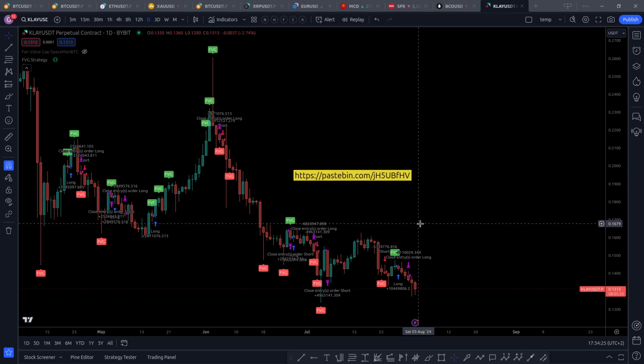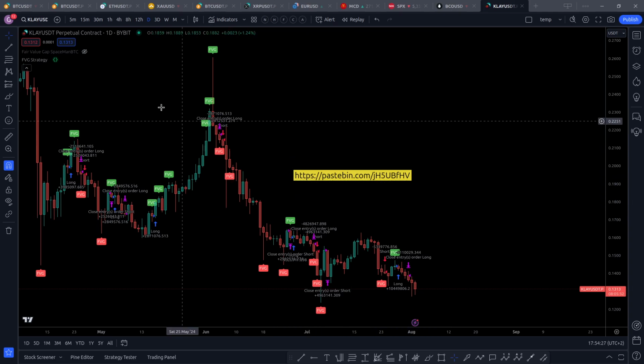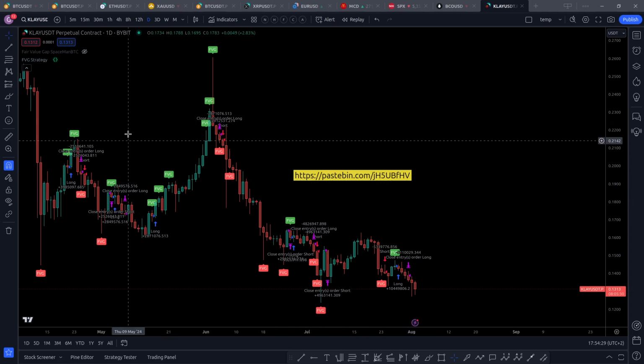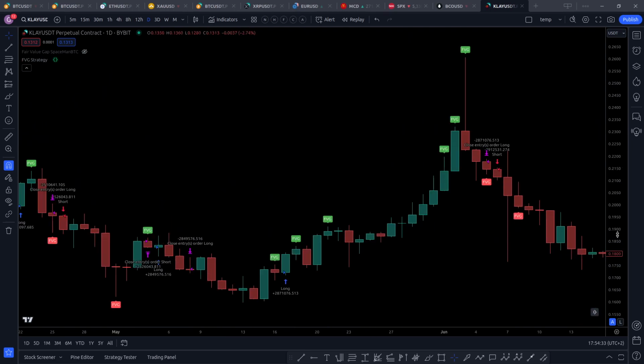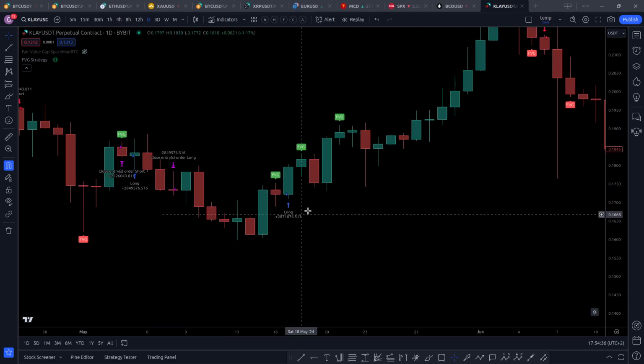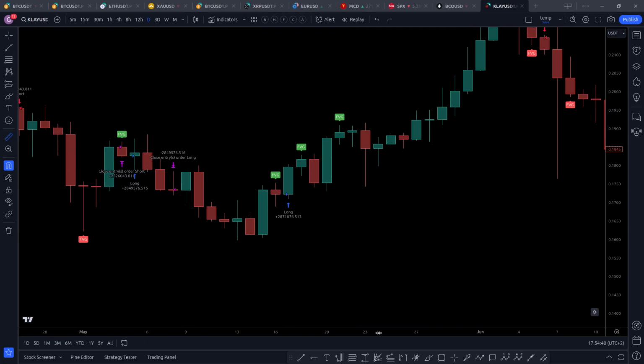So, okay, let's get started. So actually, what does this one do? A fair value gap is, let's zoom in a bit, for example, over here. That's the wrong tool.